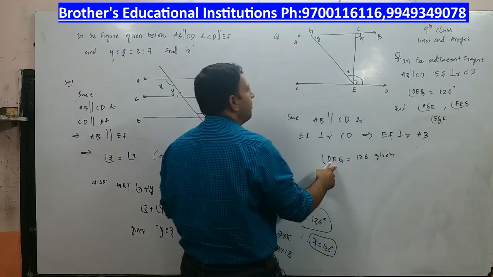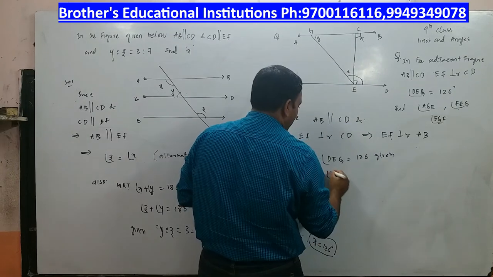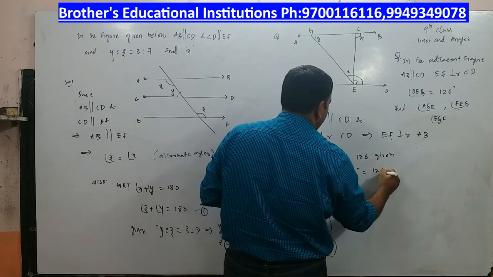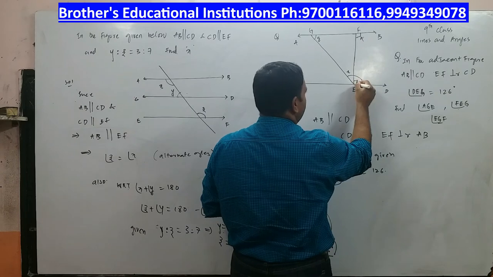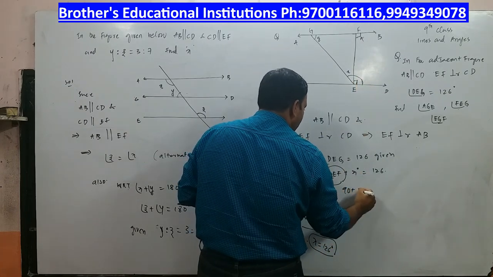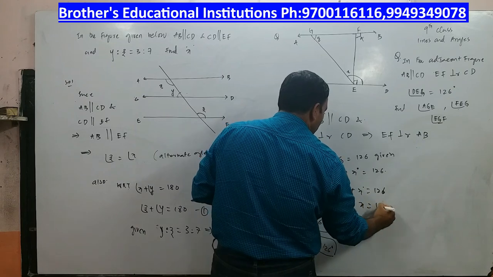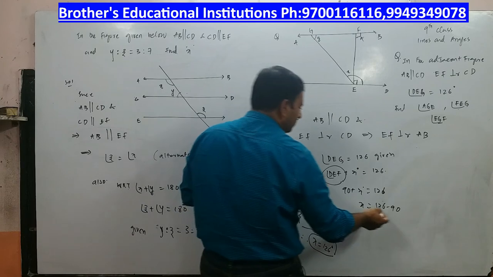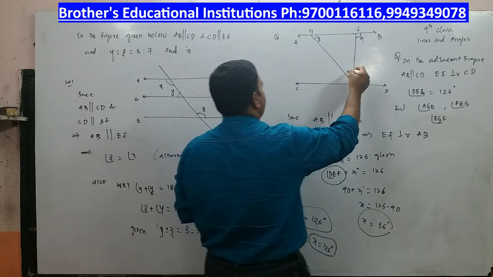Now angle DEG comprises of what? It is nothing but angle DEF plus X degrees is equal to 126. But what is angle DEF? Angle DEF is equal to 90 because it is perpendicular. So 90 plus X is equal to 126 degrees. So X is equal to 126 degrees minus 90. X is equal to 36 degrees. So I got the value of X. X is equal to 36.